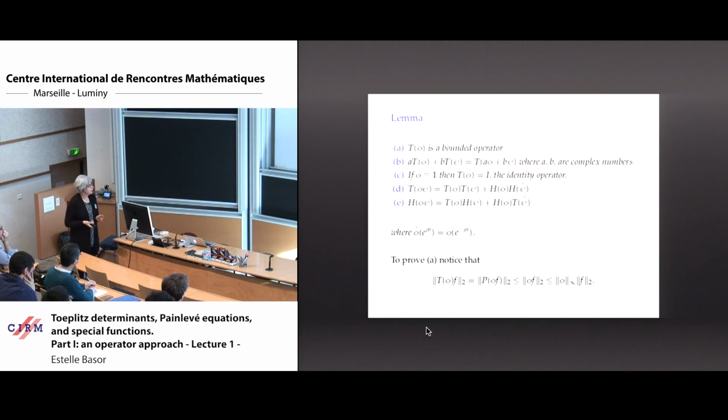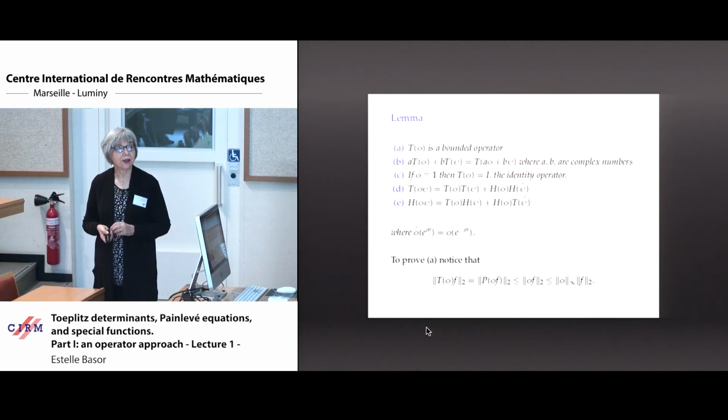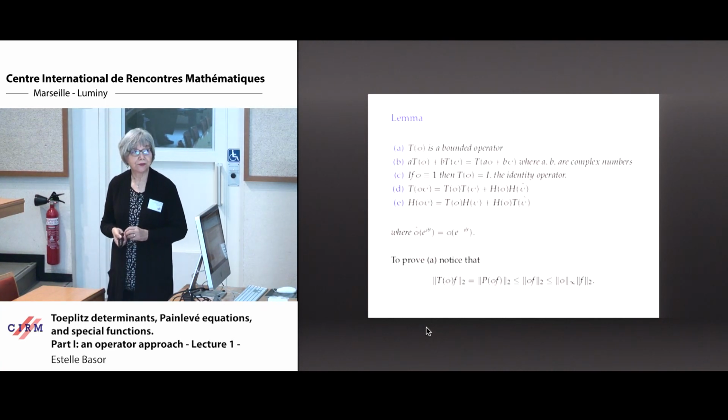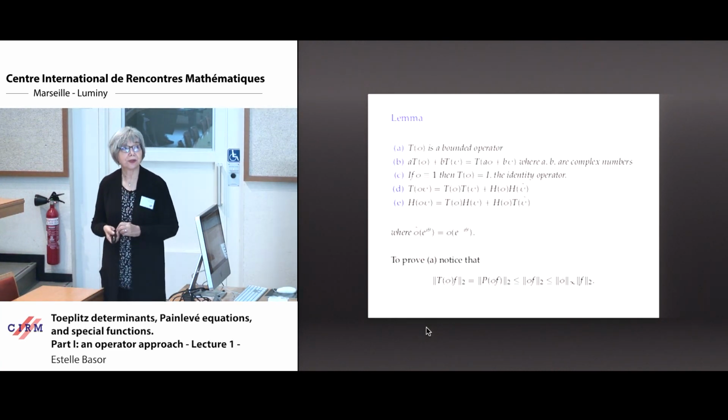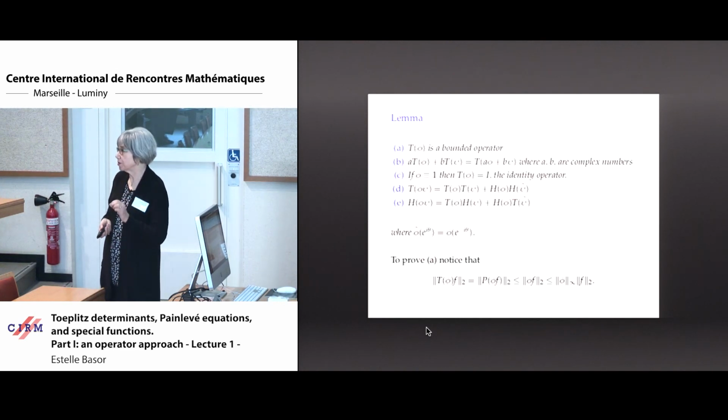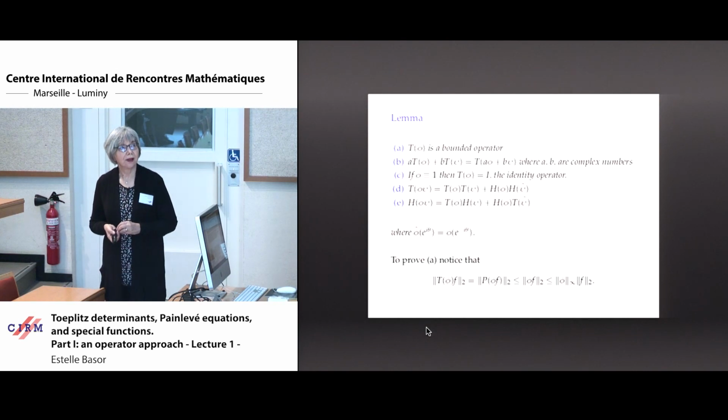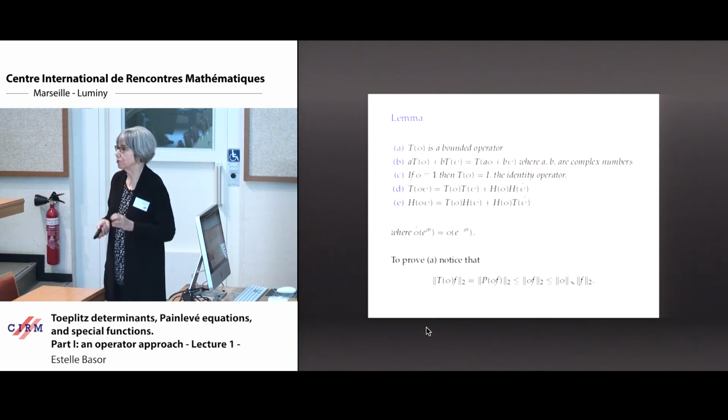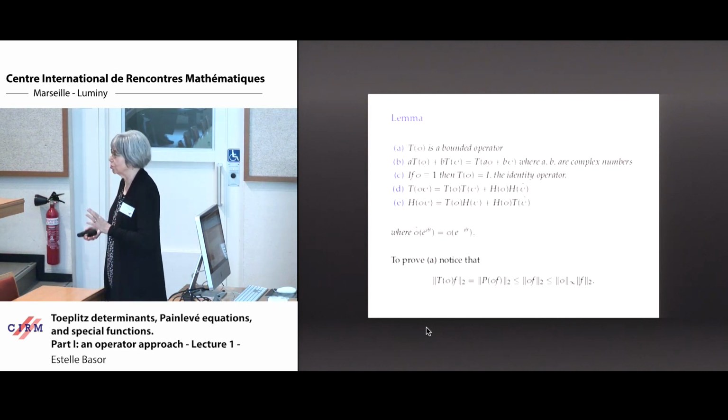And of course, it's linear: a T of phi plus b T of psi is T of a phi plus b psi, sorry, psi. And if your function is identically 1, then your Toeplitz operator is the identity operator. That's all obvious. And then properties D and E, I'm not going to prove. You just write that out, and it falls out.